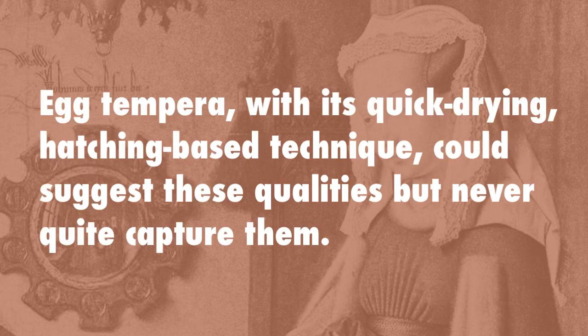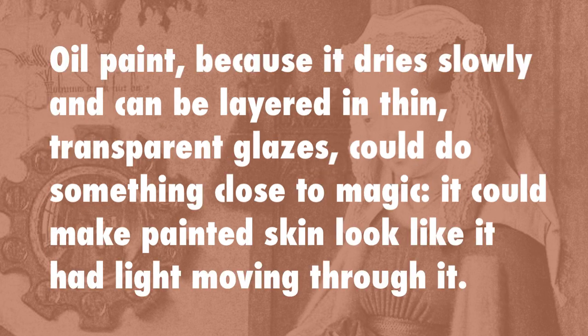Egg tempera, with its quick-drying, hatching-based technique, could suggest these qualities but never quite capture them. Oil paint, because it dries slowly and can be layered in thin, transparent glazes, could do something close to magic. It could make painted skin look like it had light moving through it.